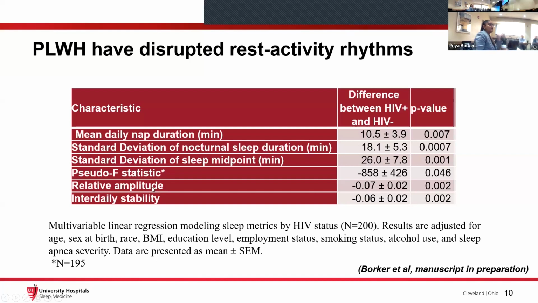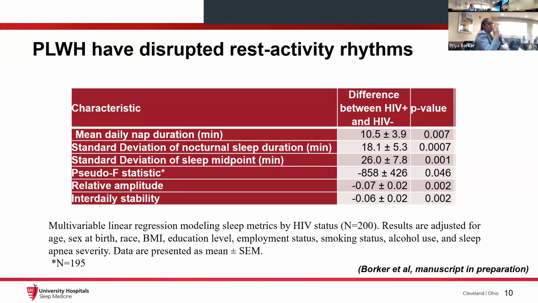They also had a lower pseudo F statistic, meaning that their periods of inactivity did not have that strong difference from their periods of peak activity. And we can see that this also manifested as a lower relative amplitude in people with HIV compared to those without. And then the interdaily stability, which is a measure of the variance of physical activity to inactivity over the course of several days, was also lower in people with HIV compared to the people without.